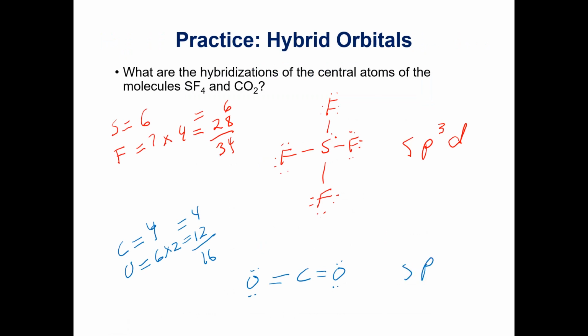And the other way we can know it's sp is we've got 2 sigma bonds, but we've got 2 pi bonds, one between each of the carbon and oxygen. So we're going to need 2 unhybridized p orbitals to form those pi bonds. So we end up with sp hybridization for carbon dioxide and sp3d for SF4. So we're going to stop here, and we will get some more practice with this in class. So I will see you in class.